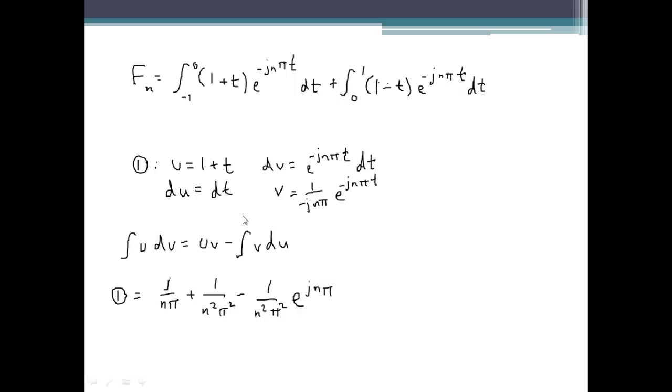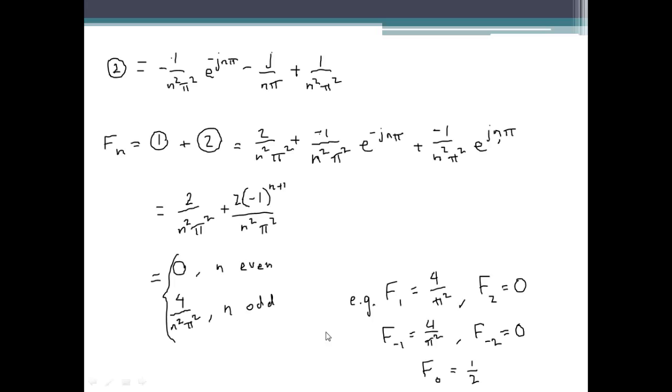And so as we've learned in calculus classes, the form for integration by parts is integral of u dv equals uv minus integral of v du. And for our example, here's a decomposition that you can do to evaluate this integration by parts. And we won't go over all the algebra, but we see that in the end what we get is that the first component of the integral gives us j over n pi plus 1 over n squared pi squared minus 1 over n squared pi squared times e to the j n pi.